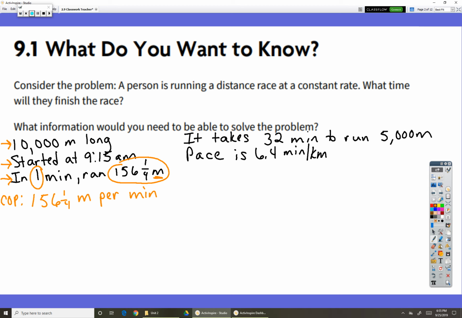Okay, now the next thing I'm going to do is I'm going to write an equation because I feel like that would make it a little easier for me to solve this.